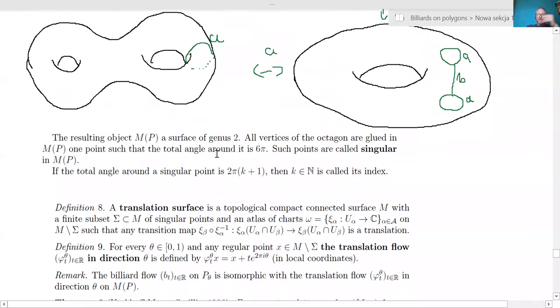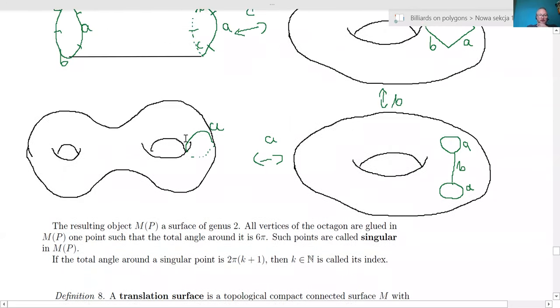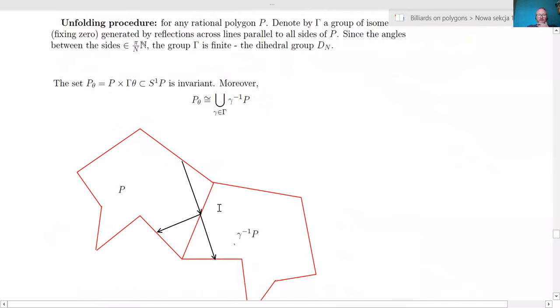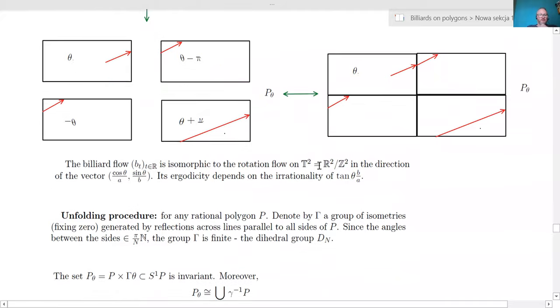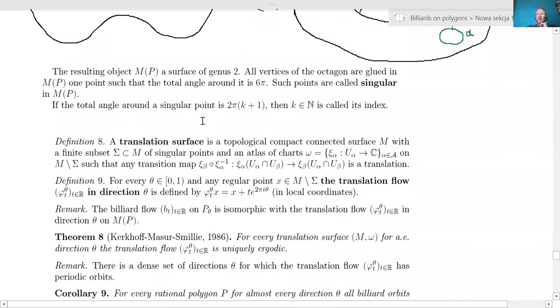An example of such a translation surface we had 2 minutes ago. One of them is a surface of genus 1, and the first one, in fact, is the torus coming from the rectangle billiard. Okay, a translation surface is a topological compact connected surface with a finite subset of distinguished points, which are called singular points. And additionally, we have an atlas of charts, which covers the set of regular points.